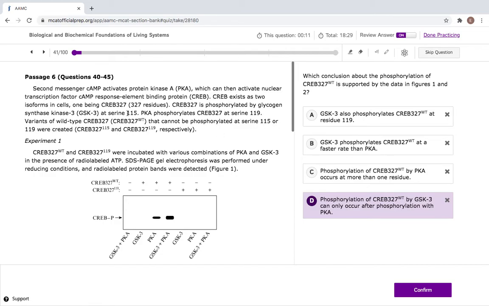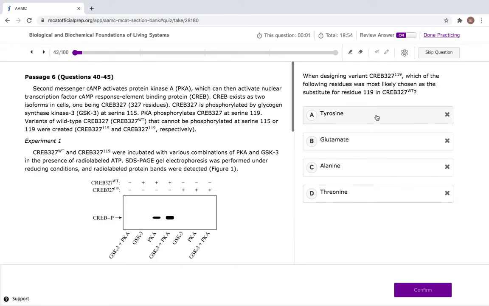GSK phosphorylates at 115. PKA phosphorylates at 119. But this is a better answer. This is barely a good answer, but this is very supported. This is not really supported. This is very supported. I could have stayed here and read this answer choice and convinced myself that this is a good answer choice, but no, this is a good answer choice. I'm confident this is good. You got to be confident.